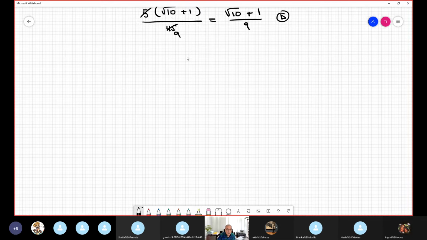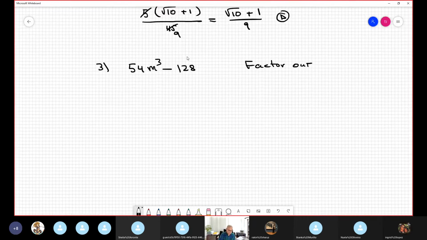Okay, number three. Factor the polynomial. Factorization: 54n cubic minus 128. What do you think? We need to do the division of the numbers. I don't understand very well, but I suppose that she said: can you find the greatest common factor? Always, when you face a problem of factorization, you try to investigate the greatest common factor.